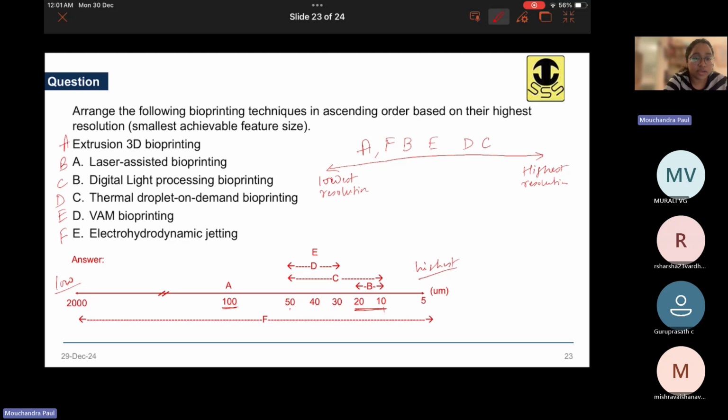Then D, that is thermal DOD. Here, people have reported the lowest size of the droplets to be around 30 to 50 micron, whereas E is basically VAM. Here, the literature says that the lowest that you can go is 40 micron. So in this way, we can arrange these six techniques in order of the resolution they can work at. All right.